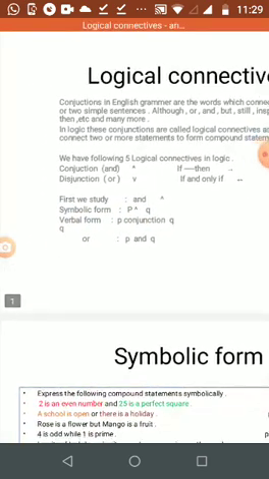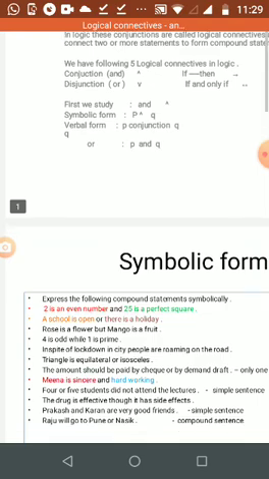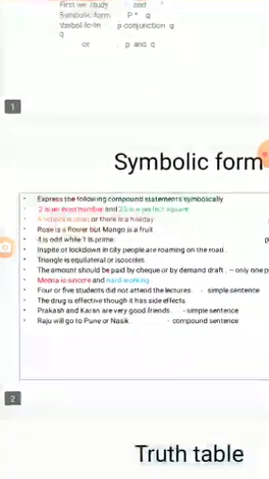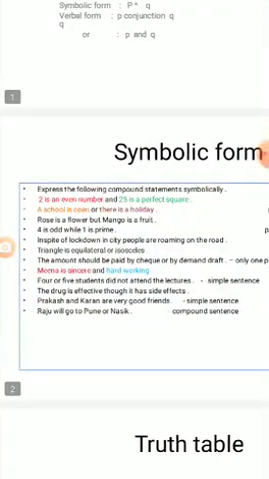So when two simple statements are connected by the conjunction OR, we say that it is the disjunction of P and Q. So let us study some examples.